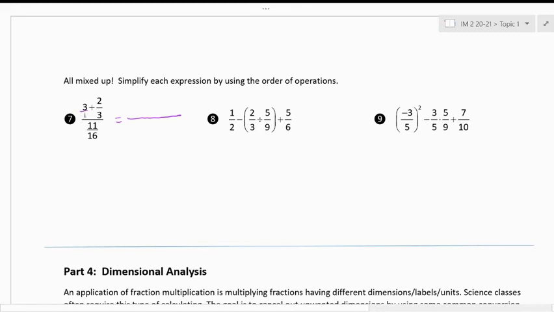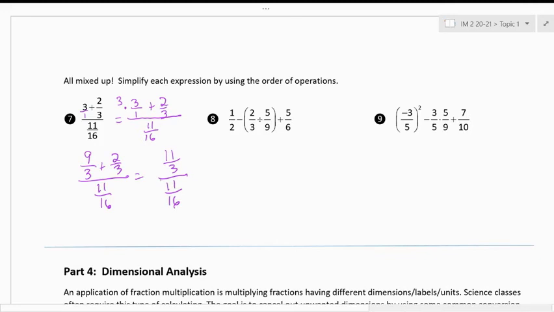Well, we have to do 3 over 1 plus 2 over 3 first. And then whatever answer we get, we'll divide by 11 over 16. Well, we need to multiply the first fraction by 3 to get our denominator of 3. So that we have 9 over 3 plus 2 over 3 divided by 11 over 16. So that's 11 over 3 divided by 11 over 16.